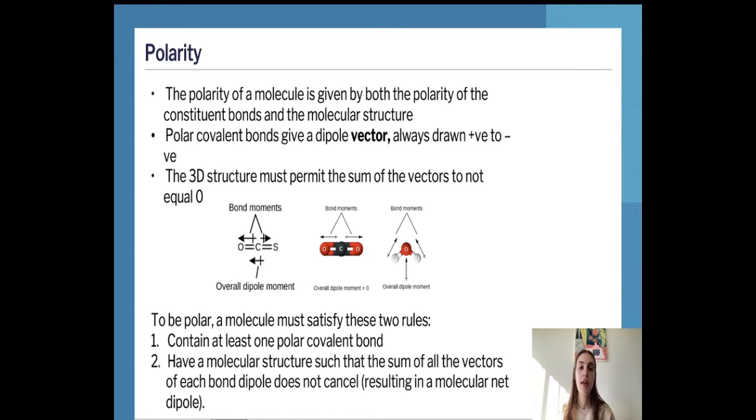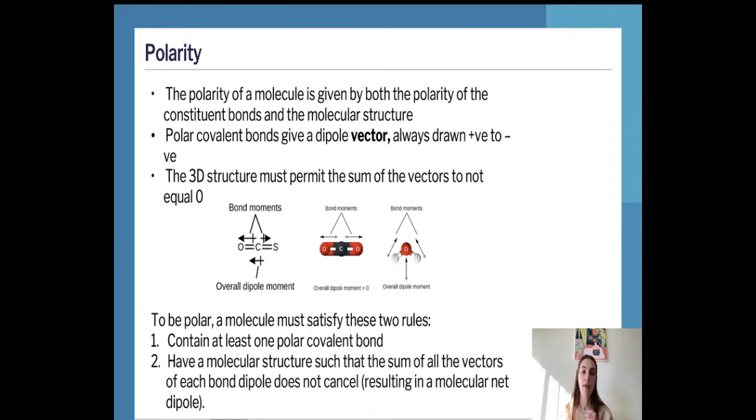And so if we're considering something like a carbon dioxide molecule, that's going to have an even spread of electron pull from each side.